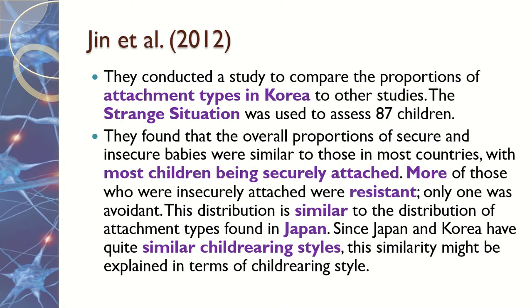So they found that the overall proportion of secure attachments and insecure attachments were similar to most other countries, so they were similar across the board. But most children were securely attached, but more were insecure resistant, and that was similar to, or most similar to, those in Japan. And that's because those in Japan and Korea have very similar child rearing styles, so it's likely that child rearing again is having an influence on what children's attachments are. Thanks very much.